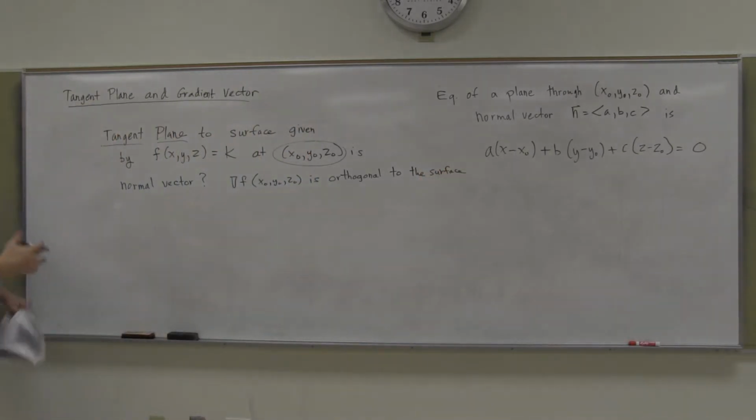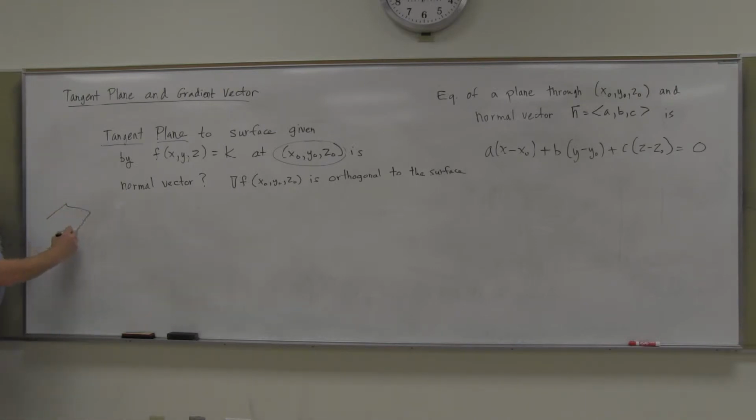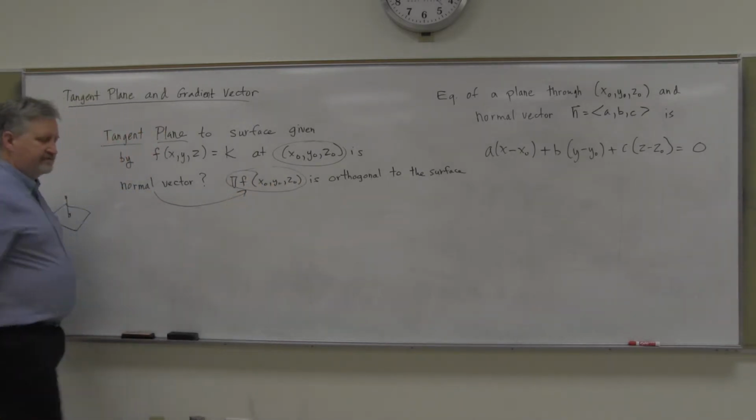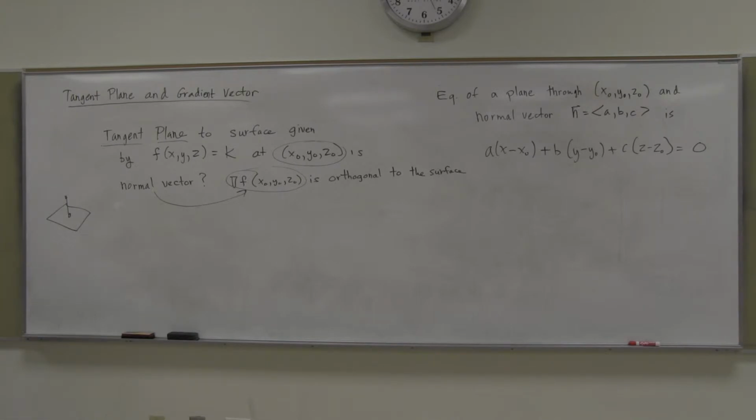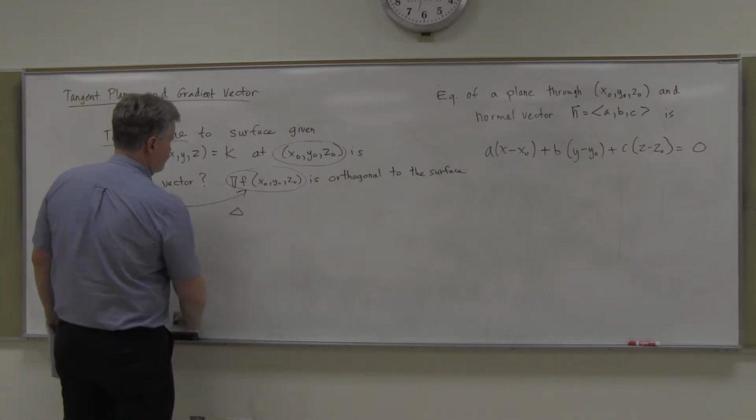Well, orthogonal is what we're looking for. Remember, for a plane, the normal vector is that vector that's orthogonal, at a 90-degree angle to the whole entire surface there. And so we just so happen to have an orthogonal vector. So our normal vector is that gradient vector.